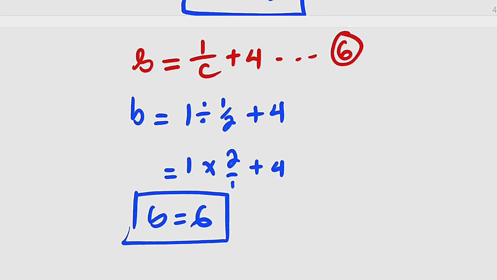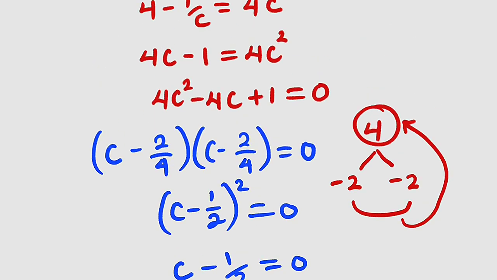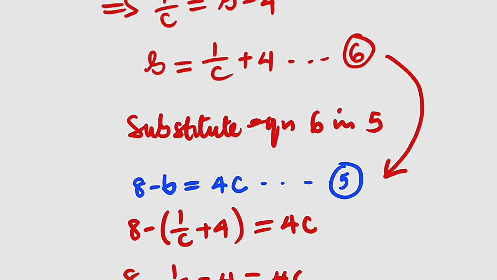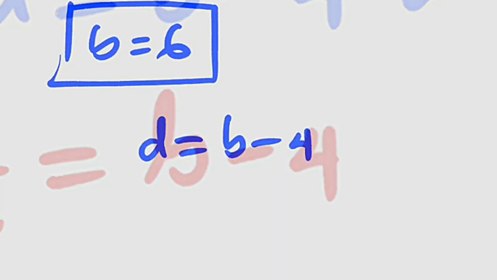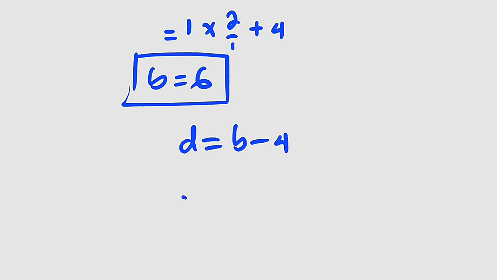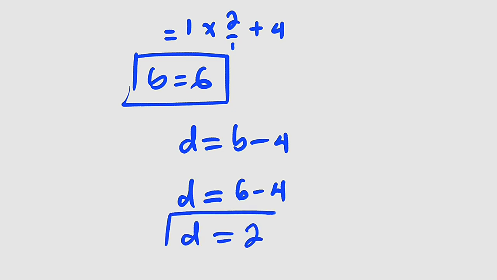Okay, I think we have a and d to find. We have a nice equation here, and we can find d. From this equation, d is equal to b minus 4, and b is 6, so 6 minus 4, and d is equal to 2.